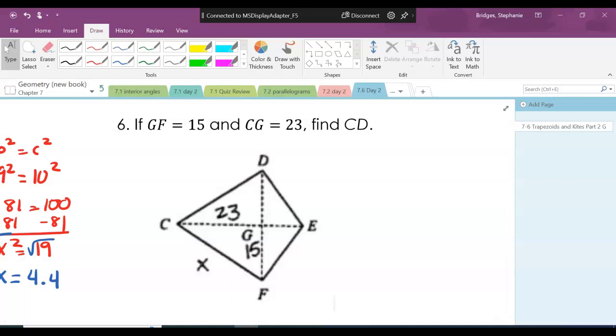All right. It says GF is 15, which is labeled in your picture already. It says CG is 23, which is also already labeled in your picture. It wants me to find CD. Which one is labeled as X, though, in my picture? CF. What can you tell me about CD and CF, though? They're congruent. So whatever CF is, CD is going to be the same. Set it up. It's another Pythagorean theorem. You've got your right triangle right here in your picture. I'm going to let you do the work. Just remember, your right angle is where your diagonals meet. Figure out A, B, and C.